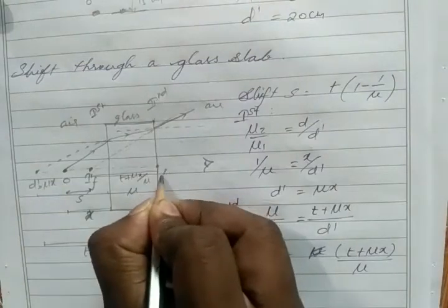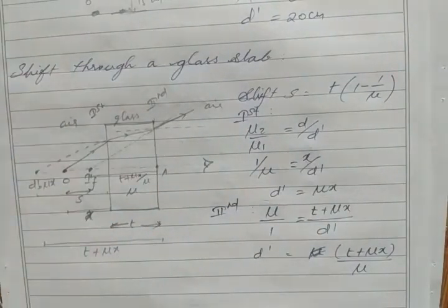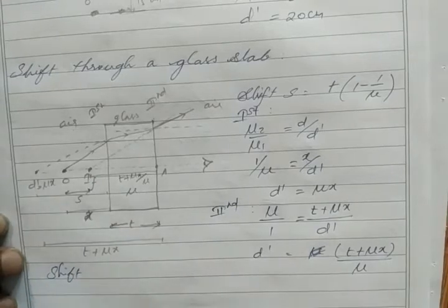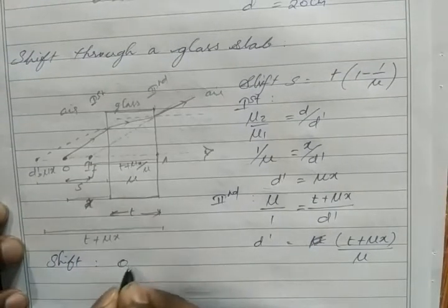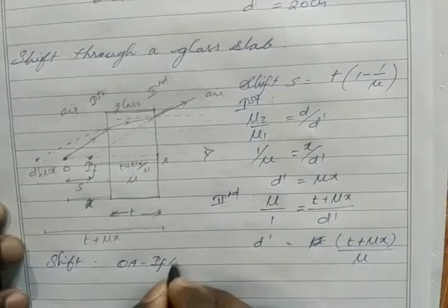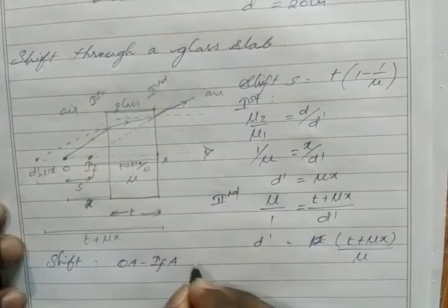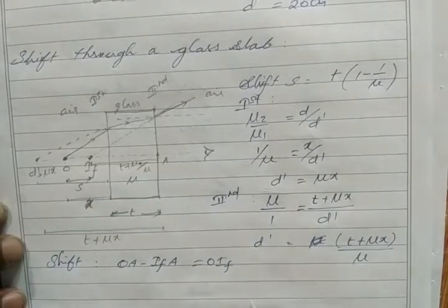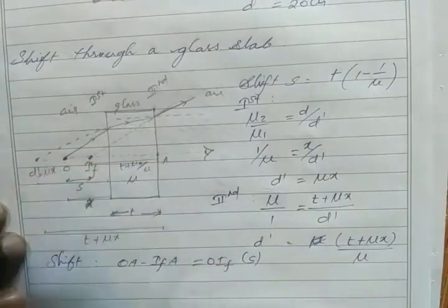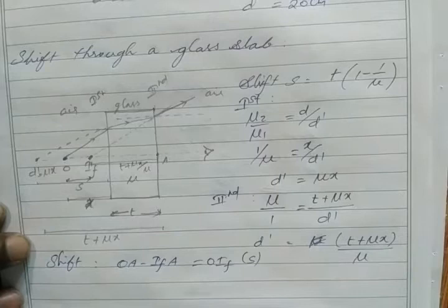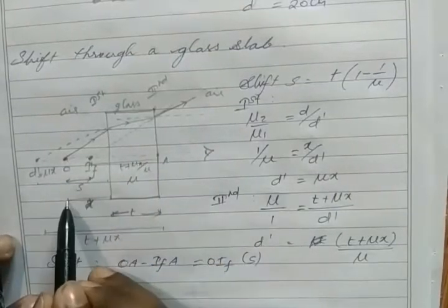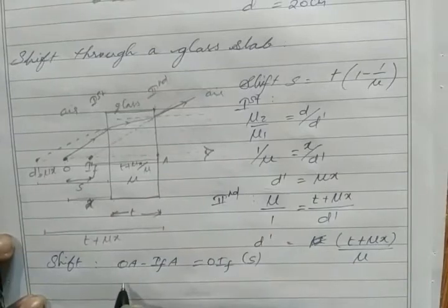Let me name this as our point A. To find the shift, we subtract OA minus IFA, final image to A. Then we will get the distance OIF, which is nothing but the shift S. So what is OA here? O to A is x plus t. So OA is x plus t.